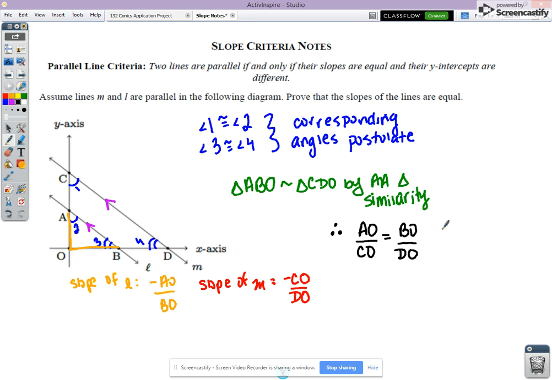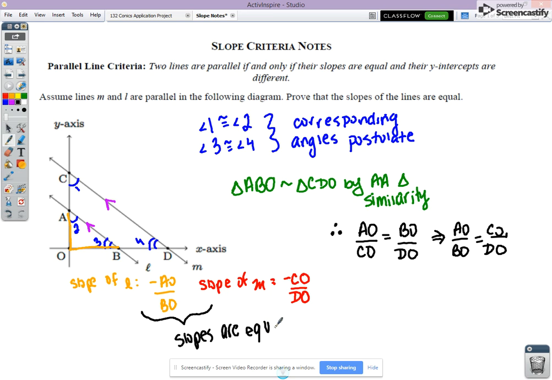And if you were to do some rearranging, cross multiply and redivide, this actually means that AO over BO is the same as CO over DO, which is exactly what I needed to show that these slopes are equal. If the positives are equal, the negatives of them would also be equal. So overall, these two slopes are equal, which is what we wanted to prove.